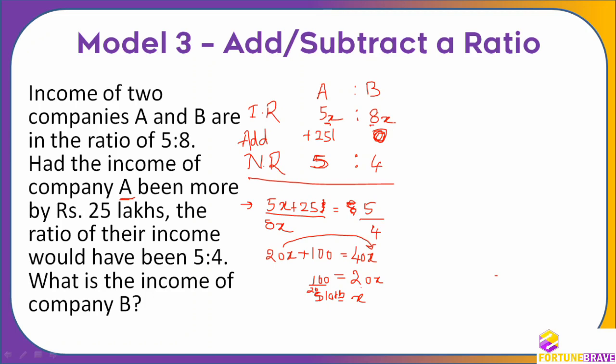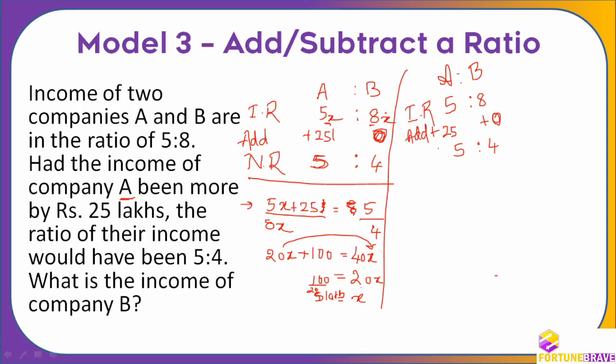So this is, I'm going to show you anyways. Now I will solve it a different way. Try to understand, I'll write it once again so that it is much clearer now. Okay, 5:8 and we are adding only 25 lakh, we are adding nothing here, isn't it? So 5:4. This is the initial ratio, this is what is added to only one part, and this is the new ratio. Now listen to me carefully.